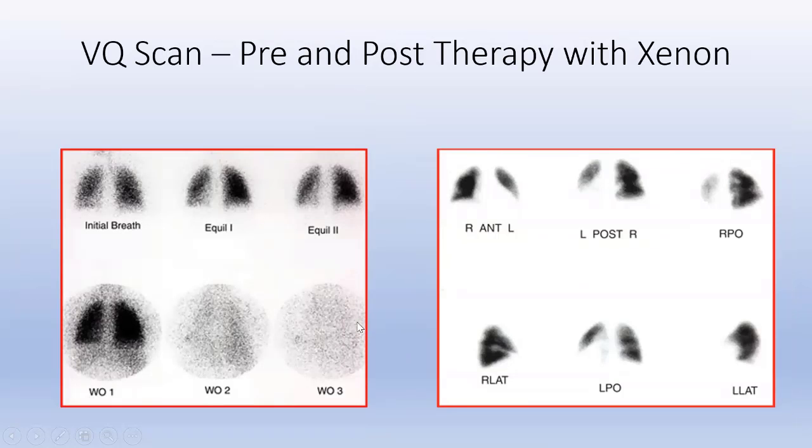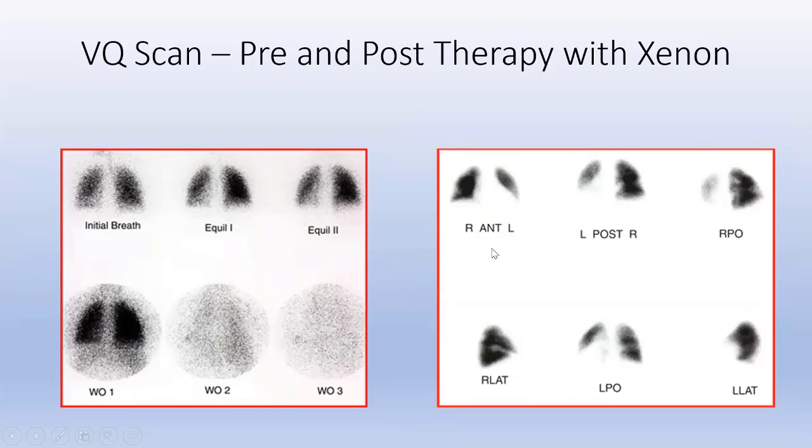I love this picture. This is another really great one. Here we have a patient that actually has pulmonary emboli, pre and post therapy. So does therapy really work? Well, yes, it does. If you look here, here's the initial breath. They did a 1 minute and a 2 minute equilibration, and then they went to washout.